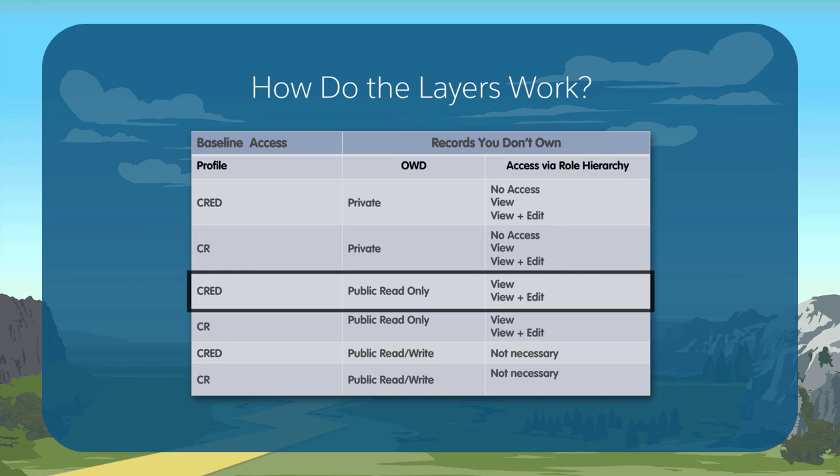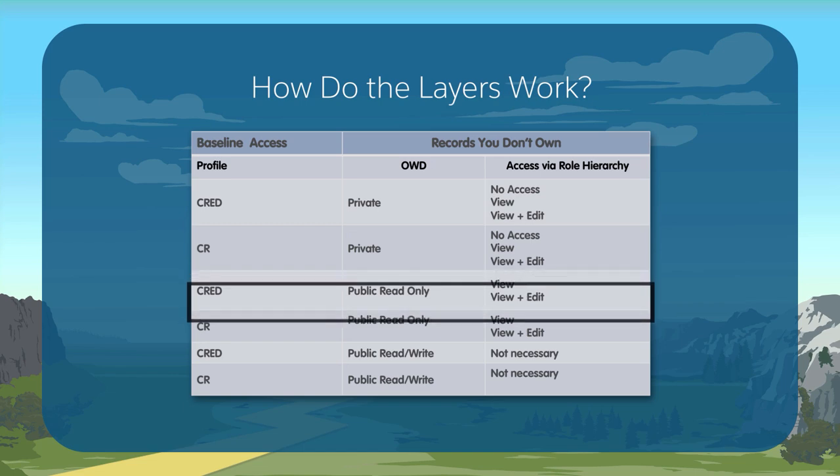If Alan's profile grants full CRUD on the opportunity object, and the org-wide defaults are set to public read-only on opportunities, Alan can see records owned by other users, and if those owners are below him in the hierarchy, the role settings provide us with 2 options, View or View and Edit. The No Access option does not appear since the role hierarchy can only open up access to records. It cannot restrict record access to less than what is granted through the org-wide defaults.